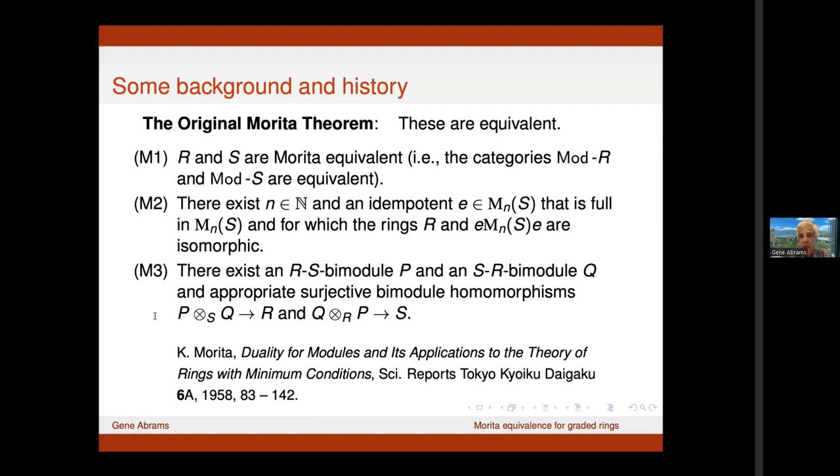And then third, there's a condition that says if you've got two bimodules over the appropriate rings on either side and you tensor appropriately, that you get all of the ring back on either side. So this was the original Morita theorem.